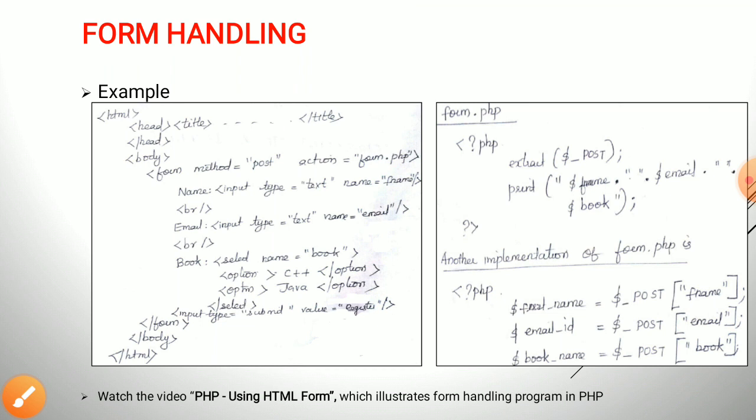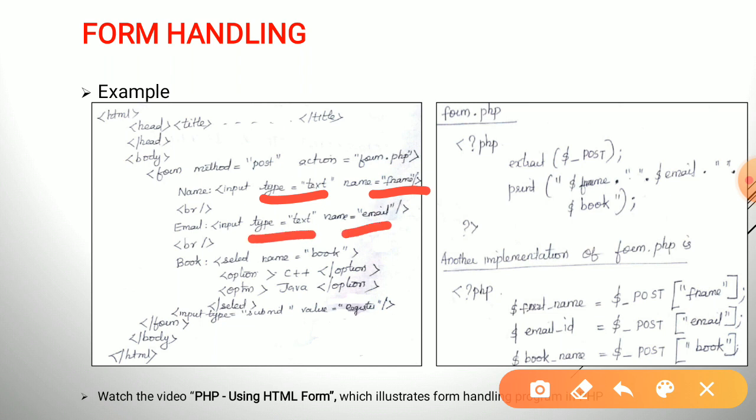And this form contains a text box and its name is fname, then again another text box with name email, and a drop down menu with name book. Okay, so three controls are the two text box and one drop down menu, and in the drop down menu the options are C++ and Java. Okay, and of course one more control is the submit button, and its value is register.